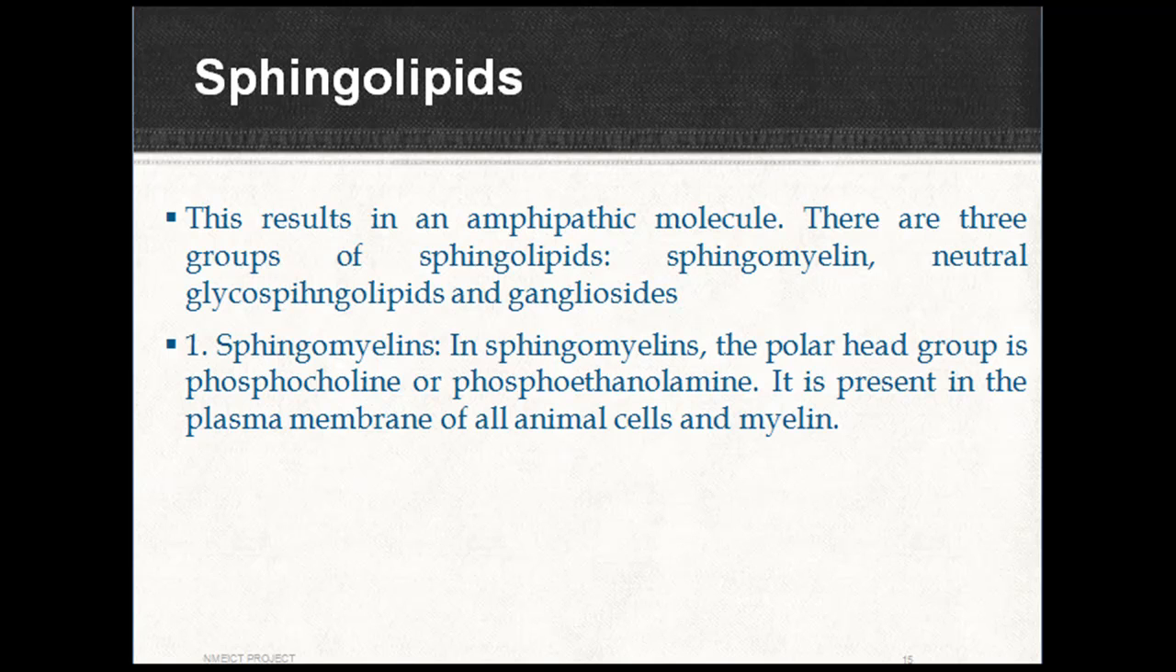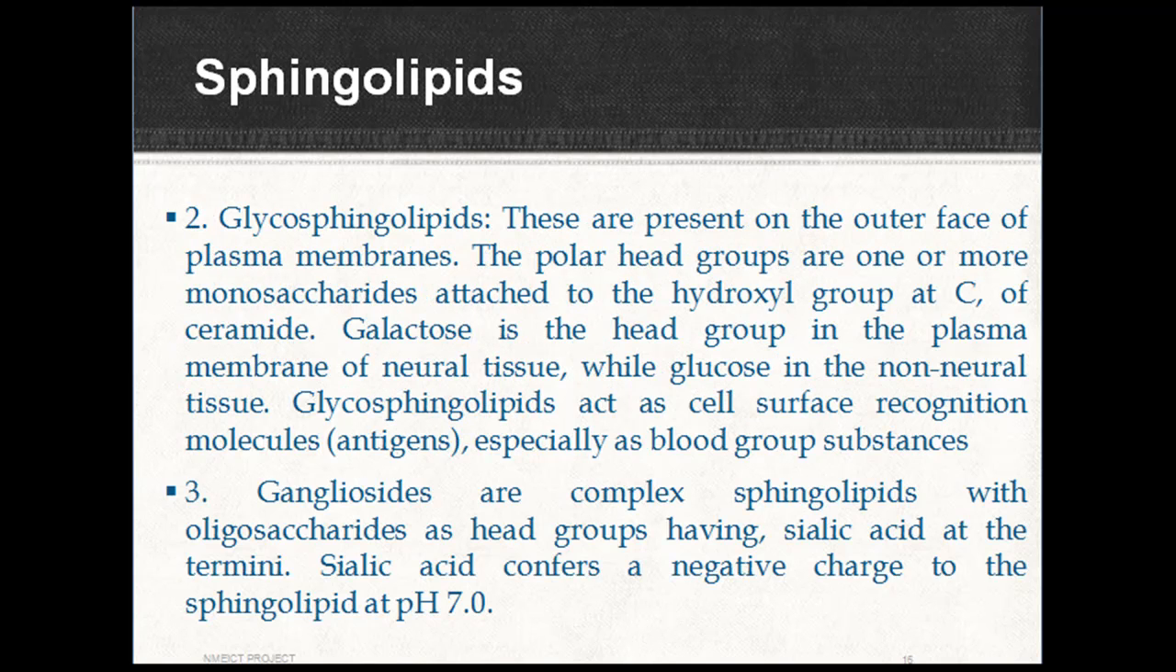There are three groups of sphingolipids: sphingomyelin, glycosphingolipids, and gangliosides. Sphingomyelin is a structure in which the polar head group is phosphocholine or phosphoethanolamine. It is present in the plasma membrane of all animal cells and in myelin.